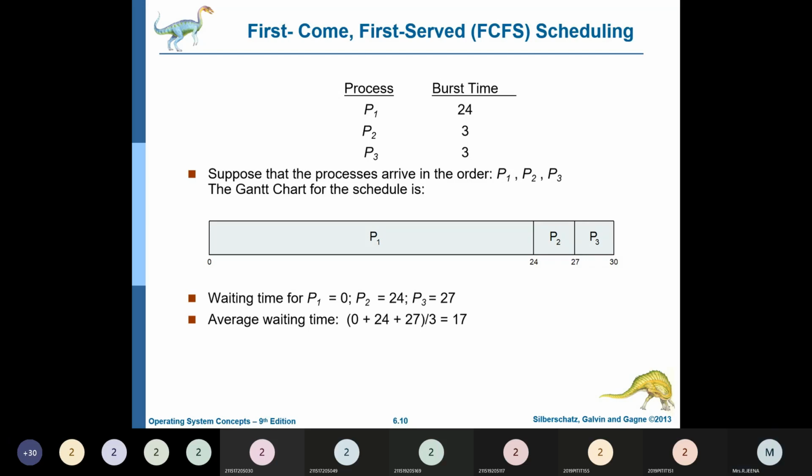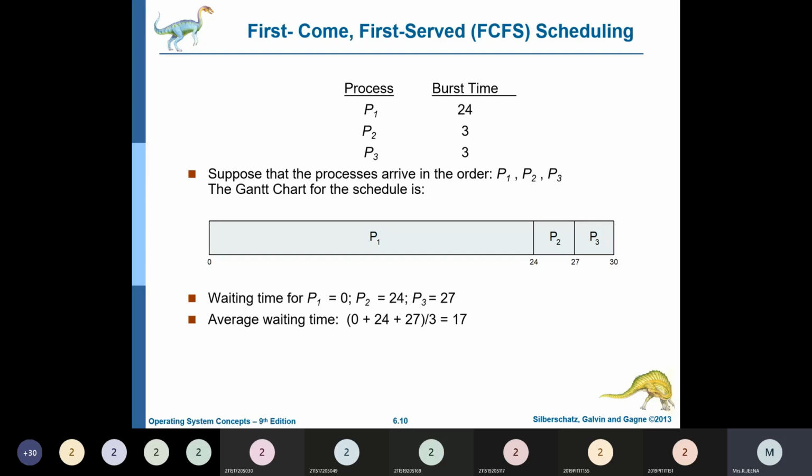FCFS scheduling. By this you can actually interpret the disadvantage also. What happens if process 1 takes a longer time? Then the process next to it is pushed into a situation where it has to wait for a longer time. This is the main disadvantage of first come first serve scheduling, and that particular point makes FCFS a non-efficient algorithm to select.